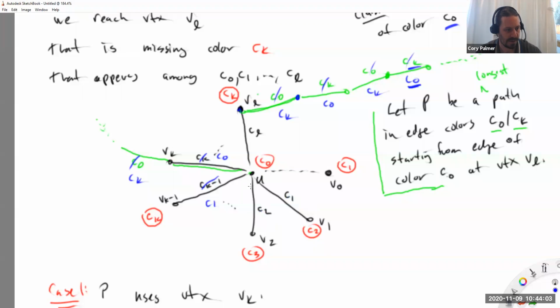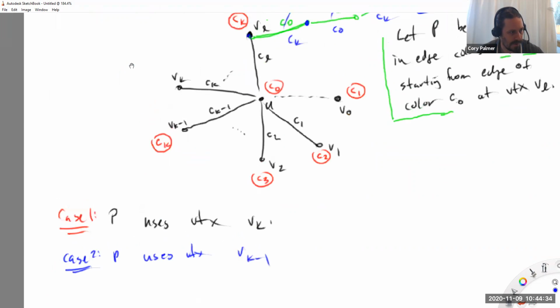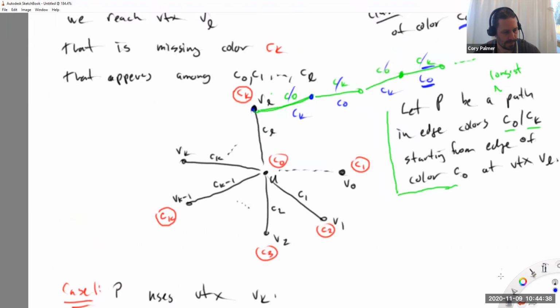Now let's look at another way that green path can end. What's another interesting case here? So case 2: P uses vertex VK-1. If the green path uses vertex VK-1, it enters into it on an edge of color C0, not CK, because CK isn't there. And moreover, it terminates there. Remember, the previous one came in here on C0 and then went along CK and then terminated there. This one terminates here because there's no CK to extend it by.